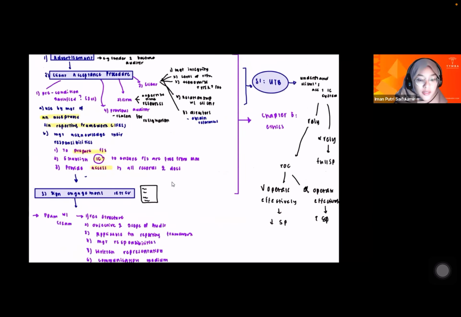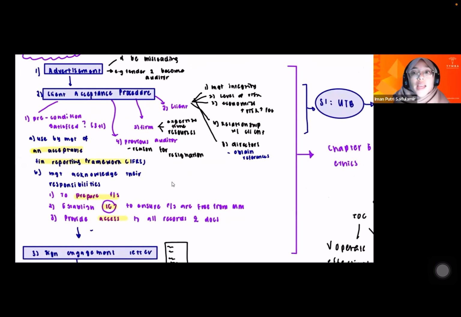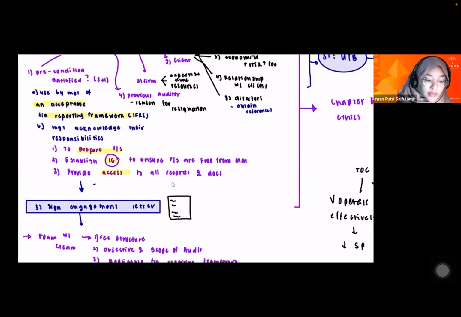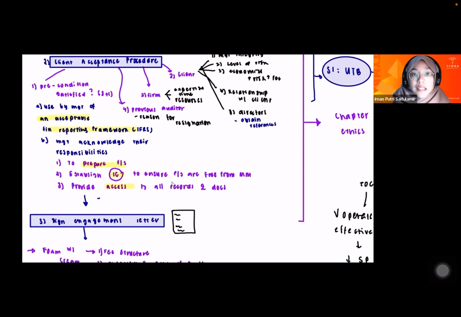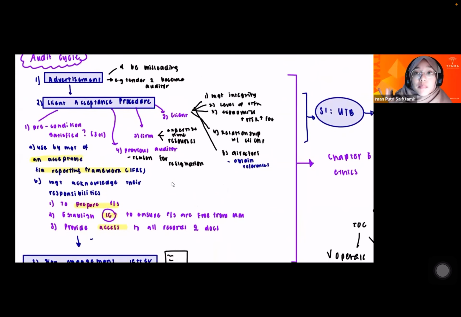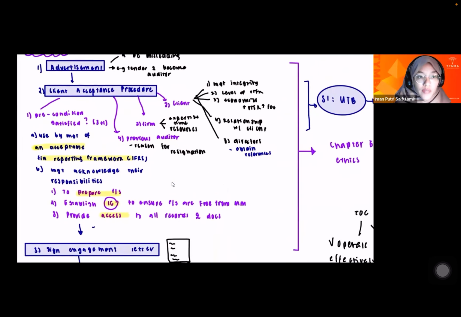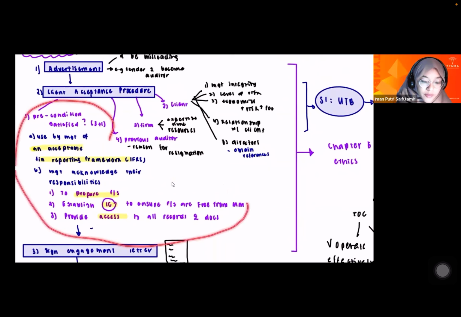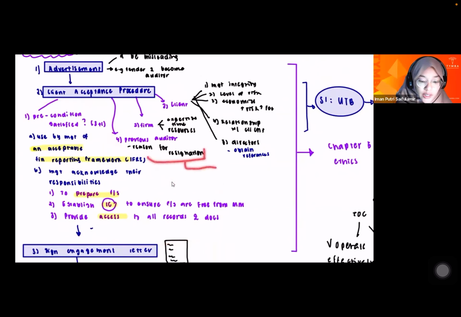Okay, so basically, before we actually sign the engagement letter and agree to audit this client, we will have to consider certain factors. These are the client acceptance procedure. If I were to divide it, this point number 1 here is the preconditions, and these 3 factors here are the pre-acceptance.